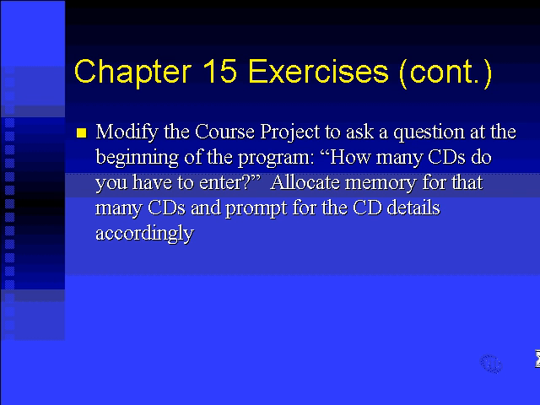Now, how is that going to improve our course project? Well, imagine this. We run the course project and the first question we get is how many CDs do you have to enter? And we say 2. And then it prompts us for the details of those 2 CDs. How has that helped anything? Well, for a start, we're not wasting 98 unused elements of the array of 100 CDs. That's what we were doing before. If we only entered 2 CDs, we would be wasting 98 of them. We would be wasting most of a great big array of CDs.